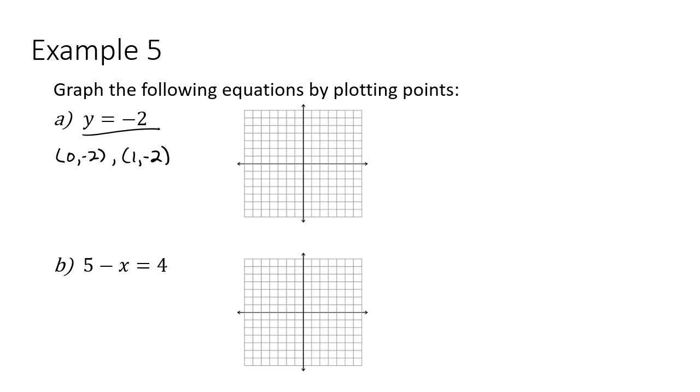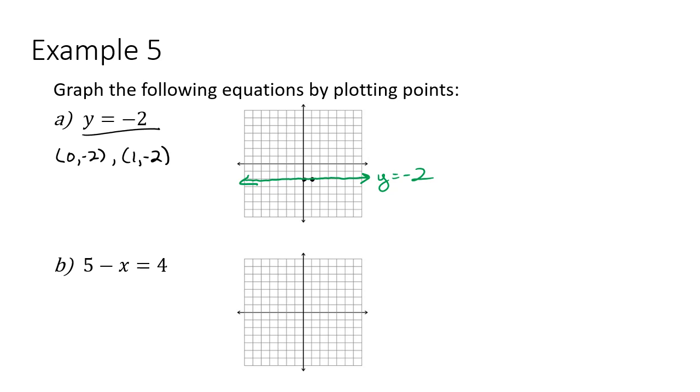We've got 0 left and right, 2 down. We've got 1 to the right, 2 down. Two ordered pairs that have a y value of -2. This line is a horizontal line at a height of -2.